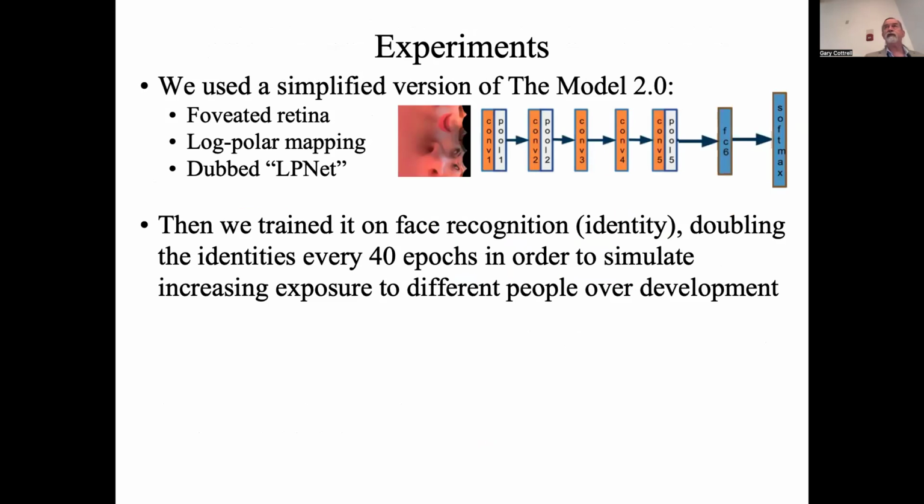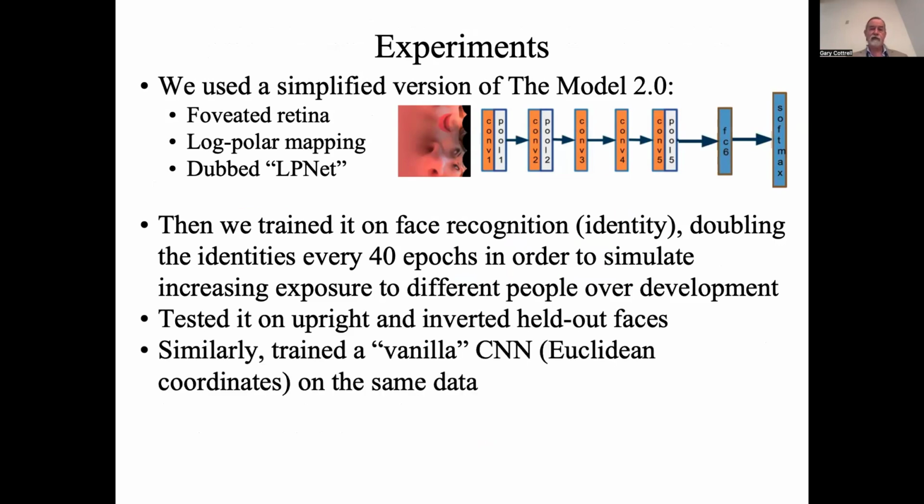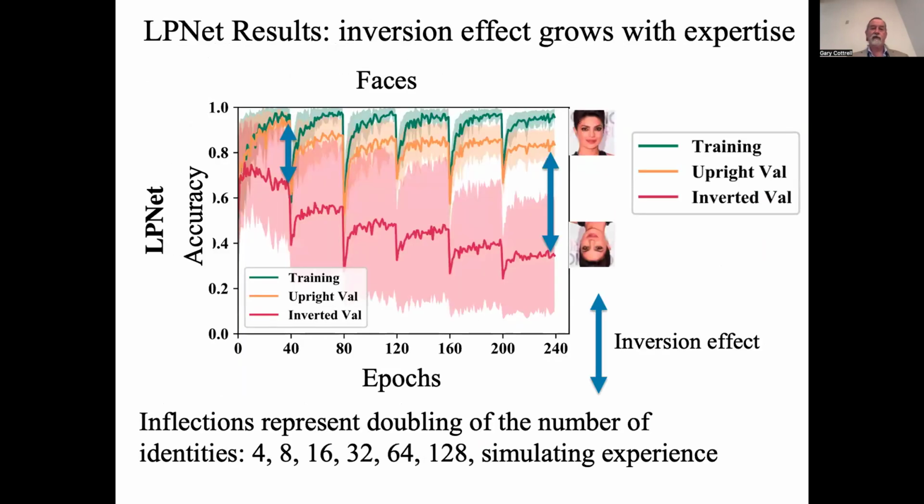and train it on face recognition, doubling the number of identities every 40 epochs to simulate increasing exposure. First, you know your parents and your siblings, and then you go to daycare and you learn some more people, etc., and then test it on held upright and held out faces. And this is what you get. We have better results now that I'm not showing here.